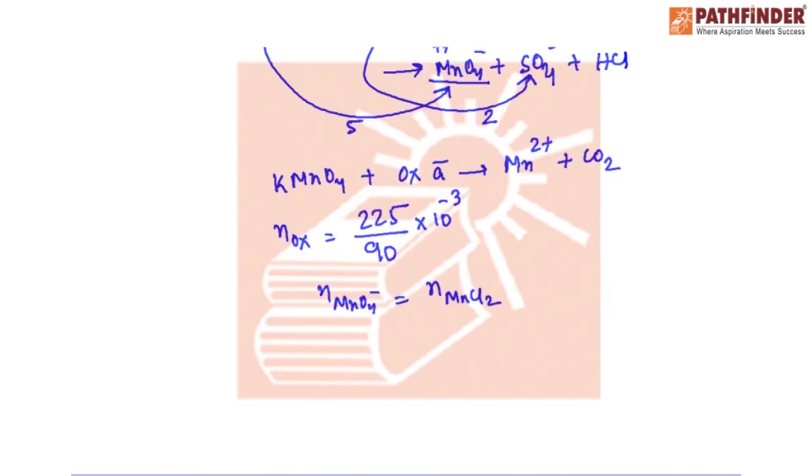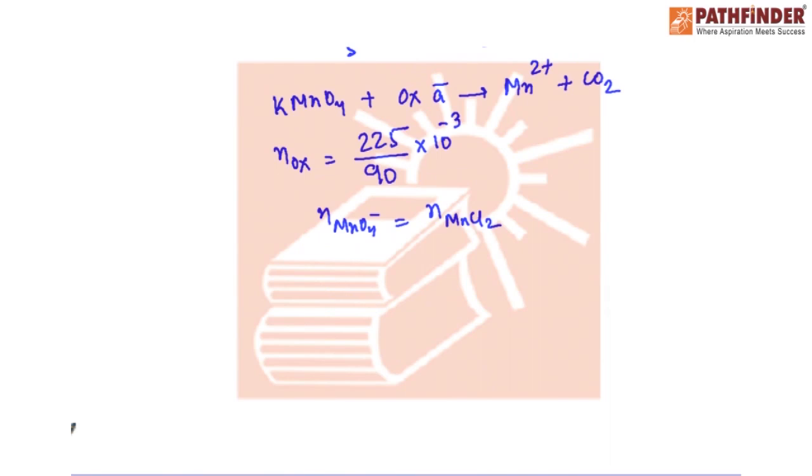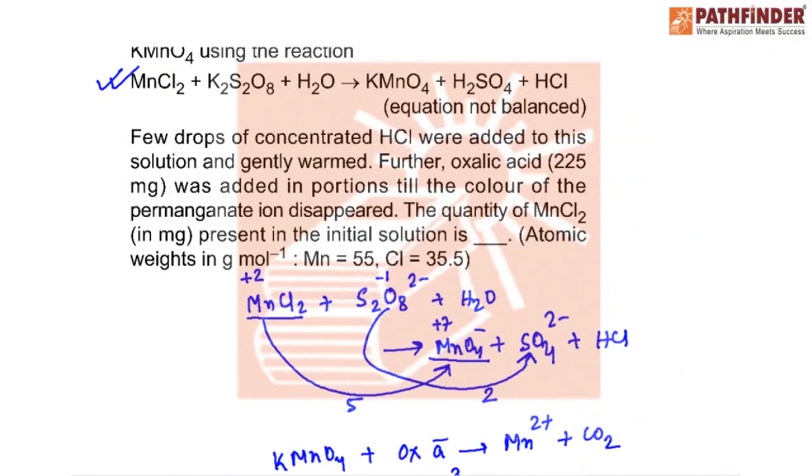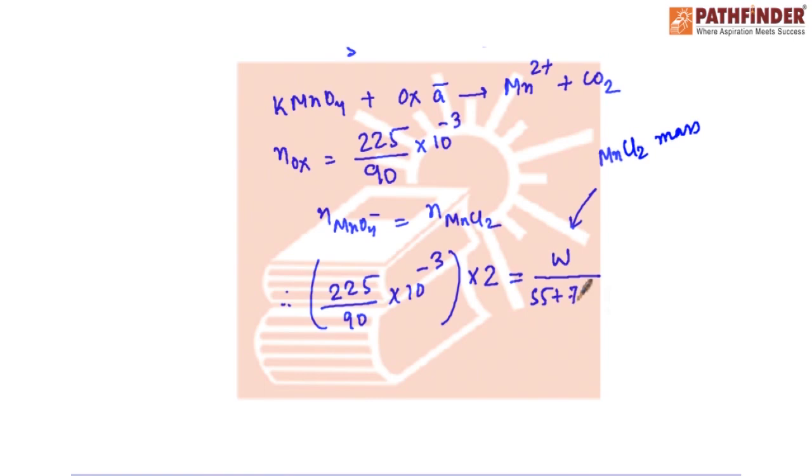So now what we are doing, we are equating the number of equivalents for MnCl2 and that of oxalic acid. How are we doing that? We are taking 225 divided by 90 into 10 to the power minus 3. So this is the number of moles of oxalic acid; into the N factor, 2 for oxalic acid, will give you the number of equivalents of oxalic acid. This is equal to W, the mass of MnCl2 which is asked, divided by the molar mass of MnCl2. For manganese it is given 55 and Cl2 35.5, so total 55 plus 71, times the N factor for MnCl2, which is 5, and in milligram units they are asking, so into 10 to the power minus 3.